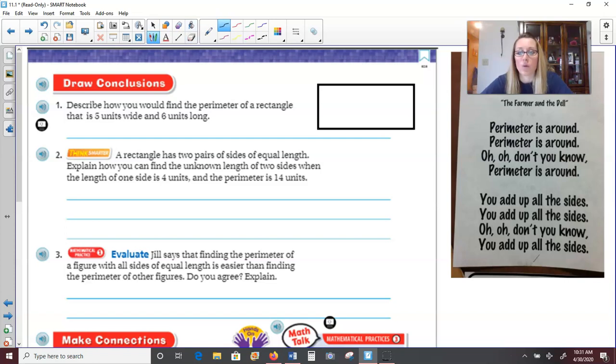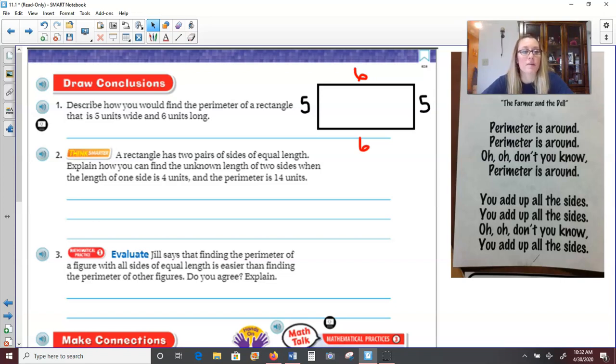So the sides would be the width, and it said it was 5 units wide. So both sides would be 5 units wide. And the length is how long the shape is, and it was 6 units long. So that would be both the top and the bottom. So now we can kind of visualize better. In order to find the perimeter, which is the outermost part of the shape, we would add up all of the sides. And if you forgot, my handy little song is over here.